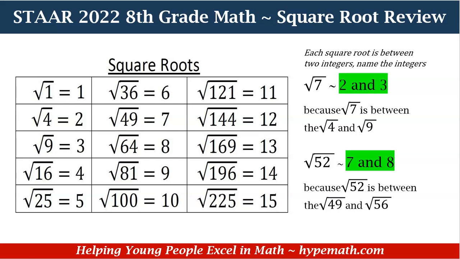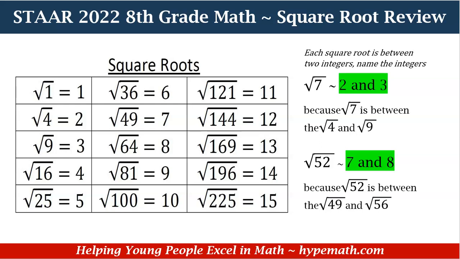So if we had an example where it asks between what two integers the square root is, for instance, what two integers the square root of 7 is in between, we would say 2 and 3. Why? Because the square root of 4 is equal to 2, and the square root of 9 is equal to 3, and so the square root of 7 is in between the square root of 4 and the square root of 9.